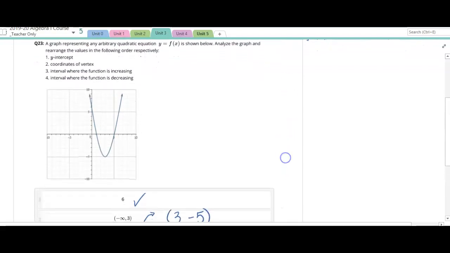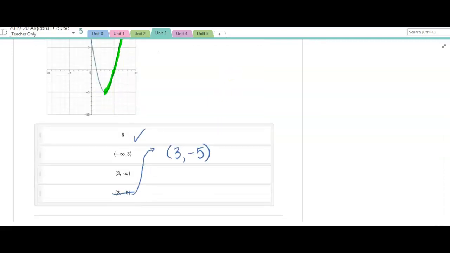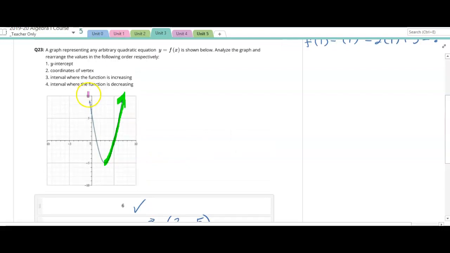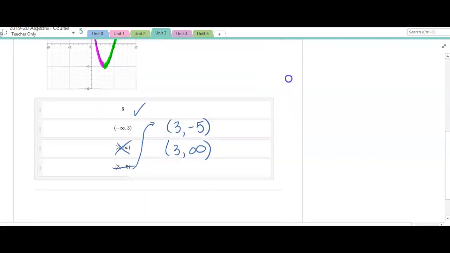Then it says, when is it increasing? This function, moving from left to right, is going uphill right here. From 3 to infinity. And then when is it decreasing? It's decreasing from negative infinity all the way until this point, 3. From negative infinity to 3.